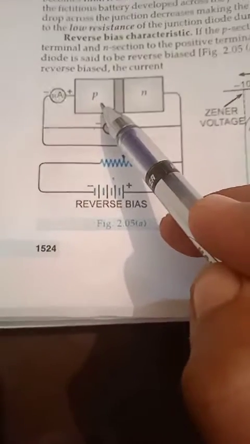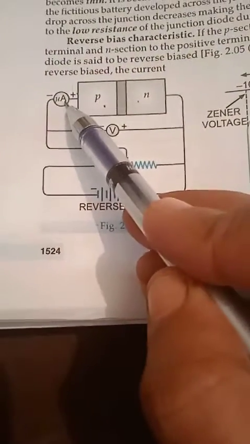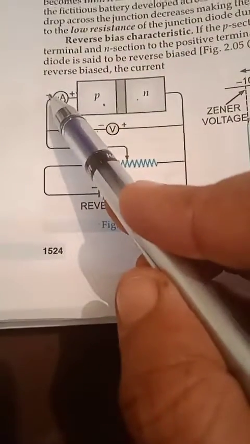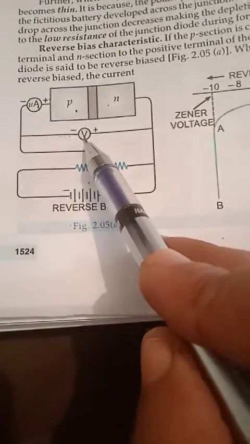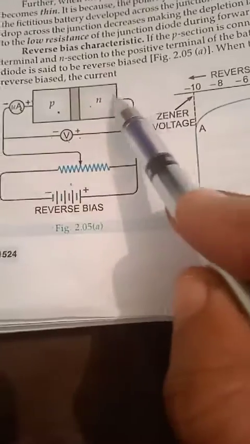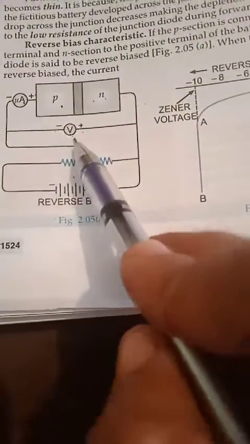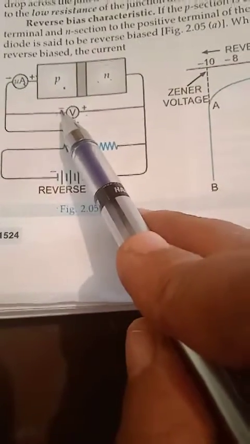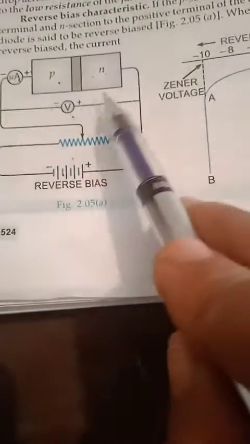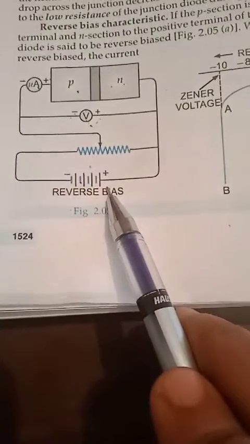The P type of the PN junction diode is connected to the positive of the ammeter, and the negative of the ammeter is connected to the negative of the voltmeter, and the positive terminal is connected to the N type. We will connect the circuit like this. From the voltmeter, the negative terminal of the voltmeter is connected to the negative of the battery, and the positive terminal is connected to the positive terminal of the battery.